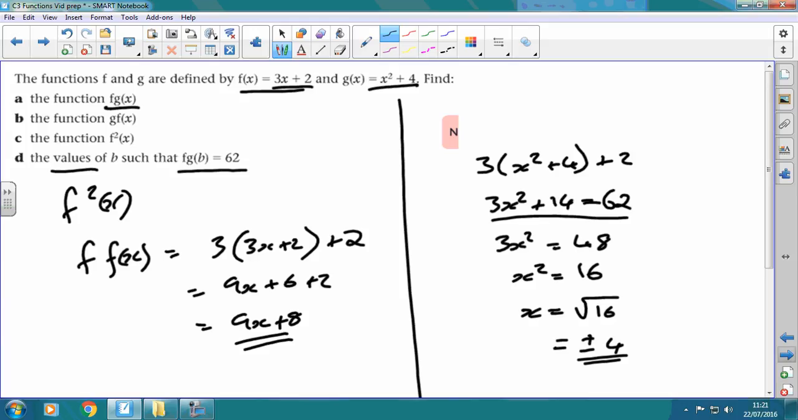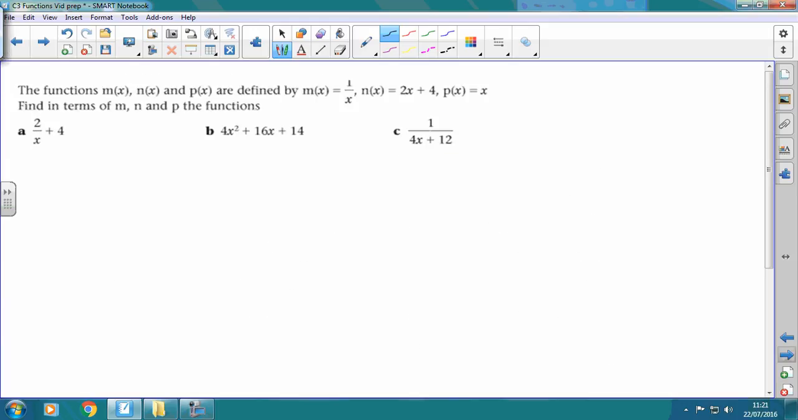So again, that's how you do those ones there. Okay, so this one should say 1 over x. So we've got to now do it in reverse. We've got to find out, in terms of m, n, and p, what we substitute in to get 2 over x plus 4.